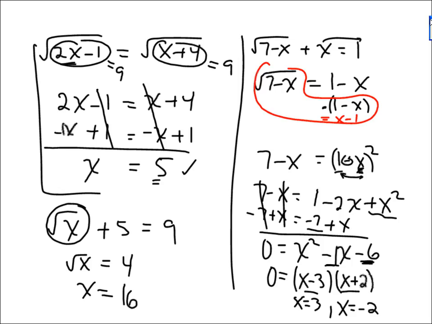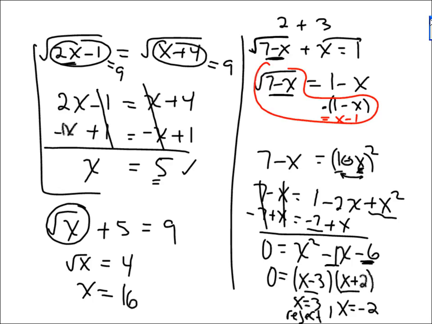But now that we squared both sides, we must check it. 7 minus 3 is 4. And the square root of 4 is 2. Plus 3. Why, that's not 1. We have to reject 3. Now we try negative 2.